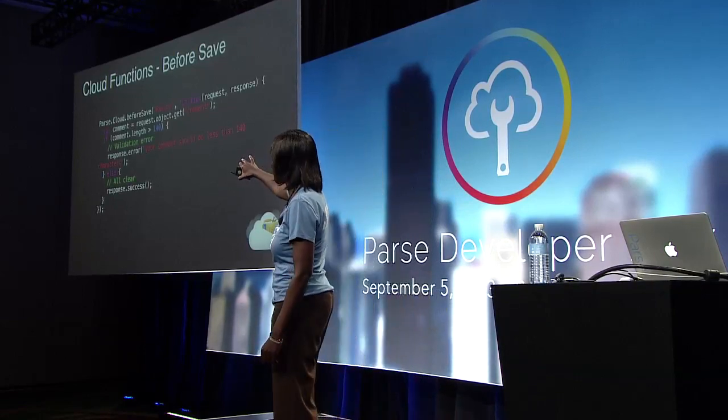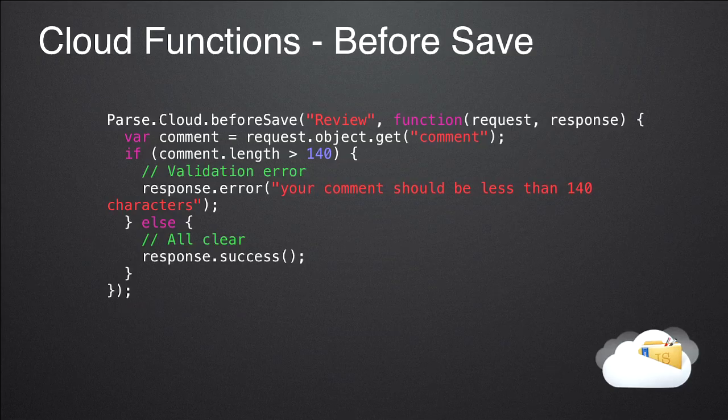So this is what it actually looks like. It's similar to how it starts: before save Review, you're getting the comment. If it's greater than 140 characters, response.error, your comment should not be greater than 140 characters. In this case, you send an error back, and you're not even going to save the object at all. Otherwise, all clear, response.success. And that's how you could do validation on your object.